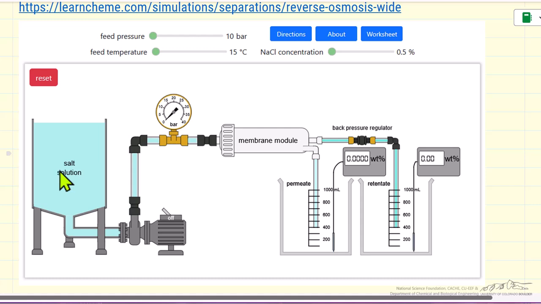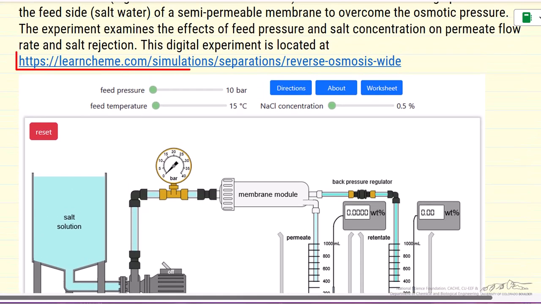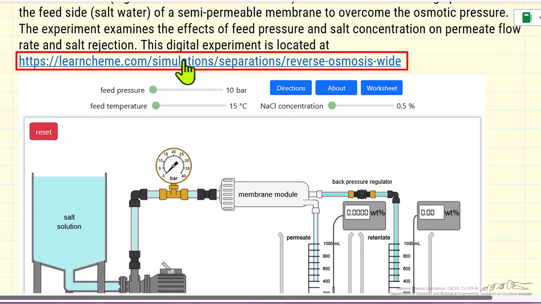And so the simulation consists of a pump. We can control the feed pressure with this slider. We can control the temperature of the feed, and this is also the temperature of the module. And we can control what's the salt concentration in the salt solution. So let's look at the simulation that models a reverse osmosis membrane.